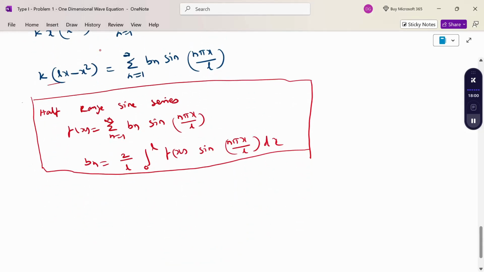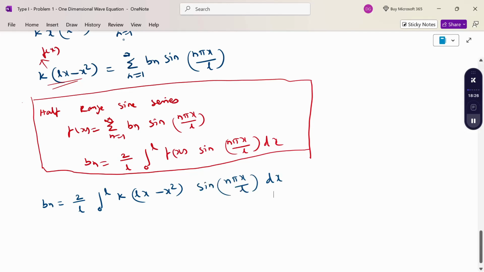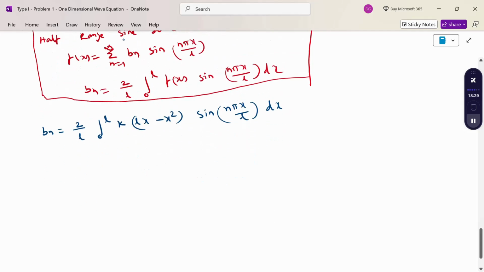Now this is the form; the left hand side is nothing but f of x. Therefore b n equals 2 by L integral 0 to L. What is f of x? The left hand side value: k(Lx minus x square) and then sin(n pi x by L) dx. Now take the constant out. So 2k by L integral 0 to L (Lx minus x square) sin(n pi x by L) dx.